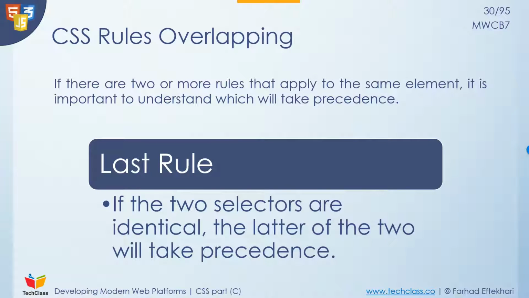And we already discussed CSS rules overlapping, and we also went through an example. So if the two selectors are identical, the latter of the two will take effect, and its CSS rules will be taken into consideration for being shown in the browser.